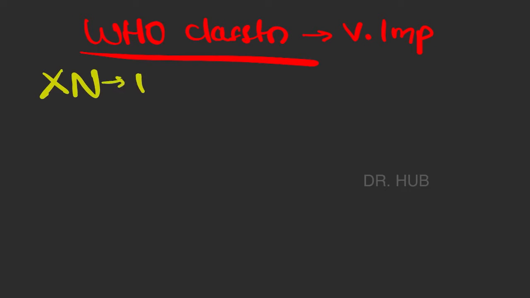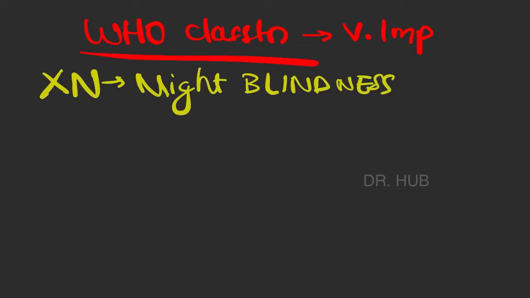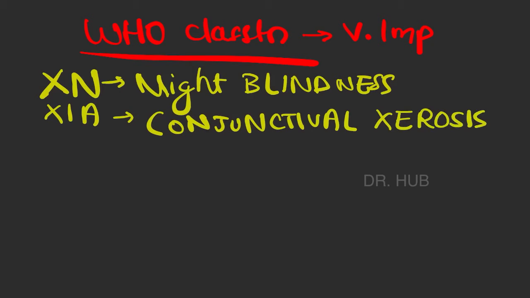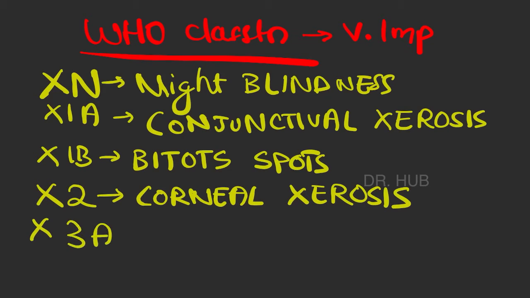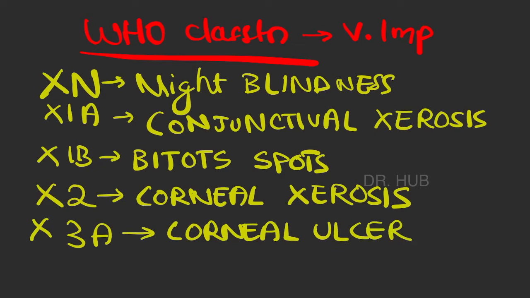is the xerophthalmia. So XN stands for night blindness, X1A is for conjunctival xerosis, X1B is for Bitot spots, X2 is for corneal xerosis, and X3A is for corneal ulceration, and this is less than 1/3 of the layer involved.